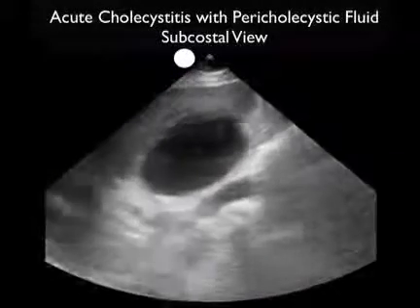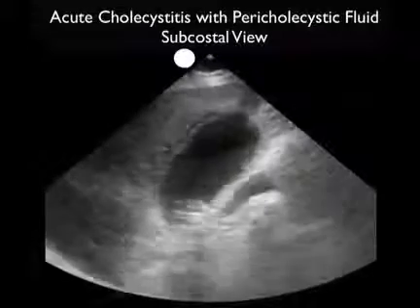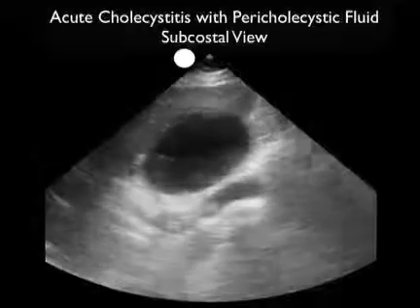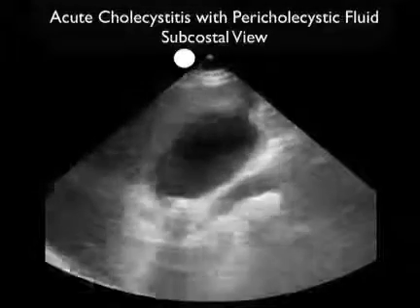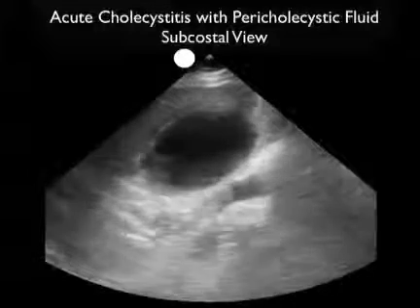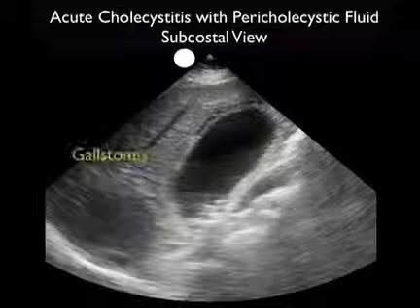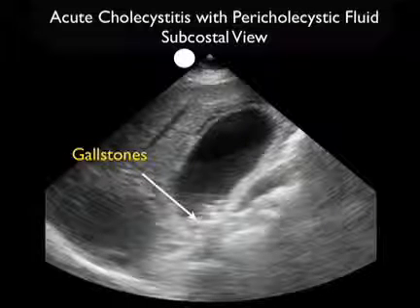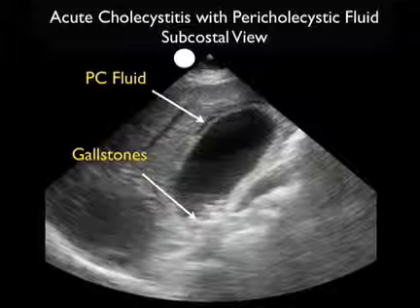Here we're looking at that same gallbladder from a subcostal view, and again we can appreciate the large concretion of gallstones present within the neck of the gallbladder, and note the posterior acoustic shadowing, and we can also see that stripe of fluid surrounding the anterior wall consistent with pericholecystic fluid. And sometimes that amount of pericholecystic fluid can be subtle, but that's a significant finding for acute cholecystitis.